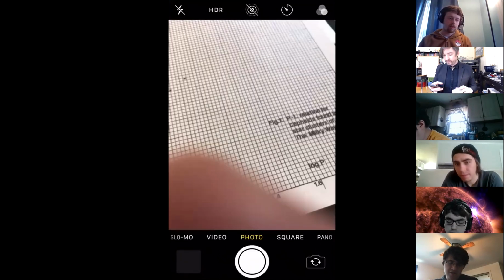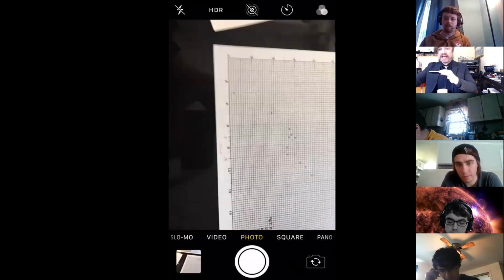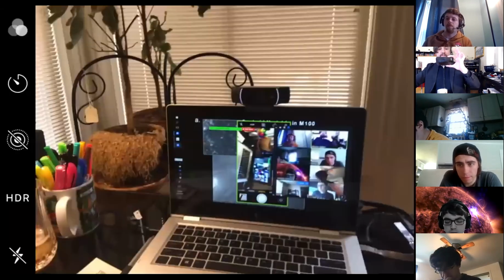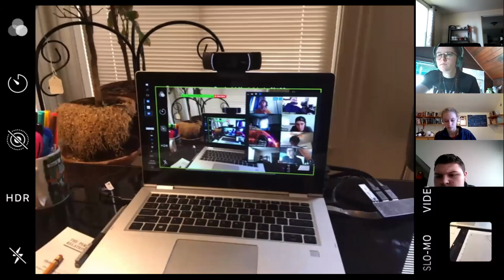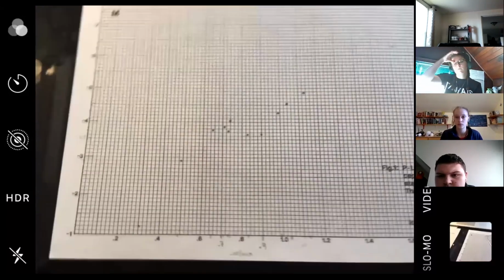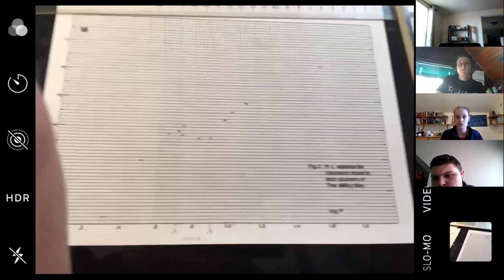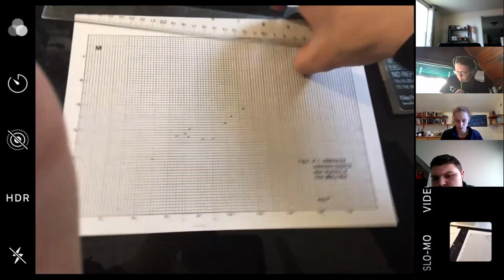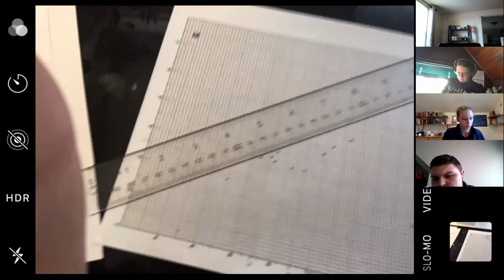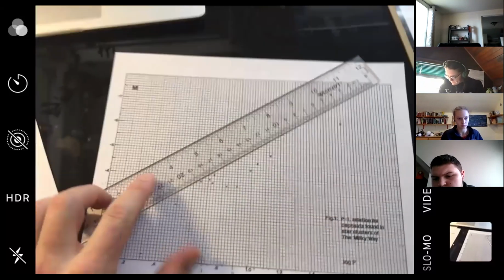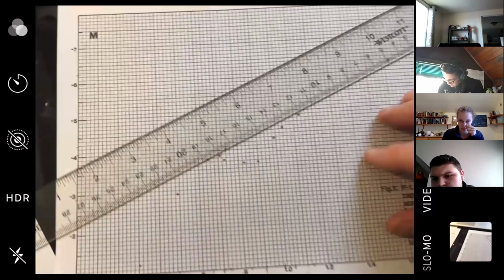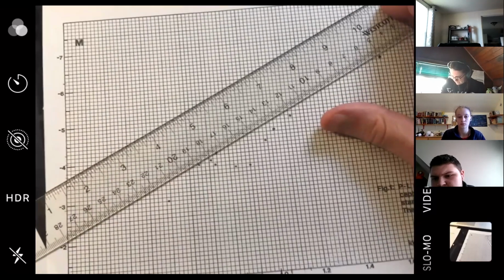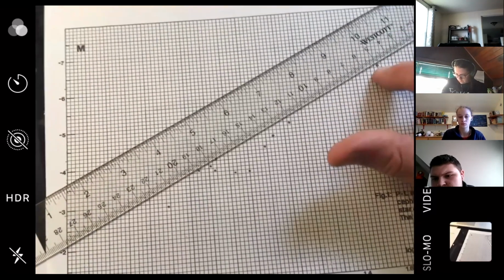Whoever's in the Discord, it's in the lab pictures. All right, thank you. We've got another task to do right now. Let me flip this thing. Our next task is we have to draw a best fit line. And I want you guys to watch me do this. Now, the best fit line is the line that minimizes the discrepancy between the lines and the points.